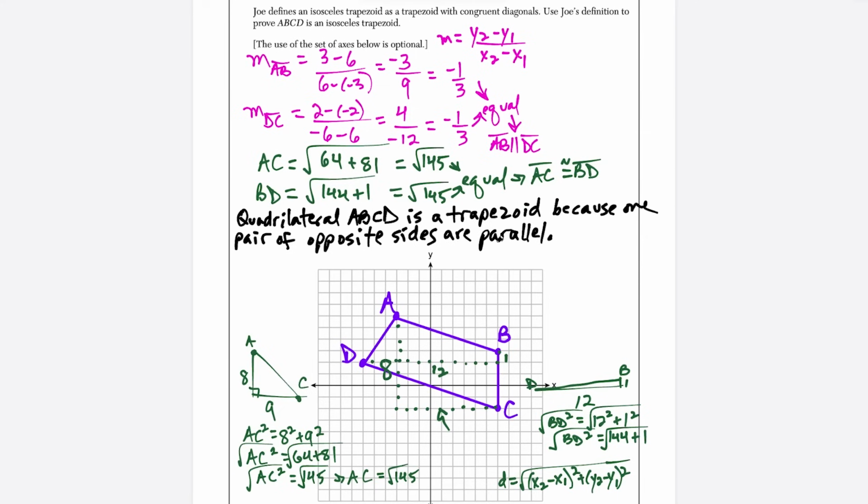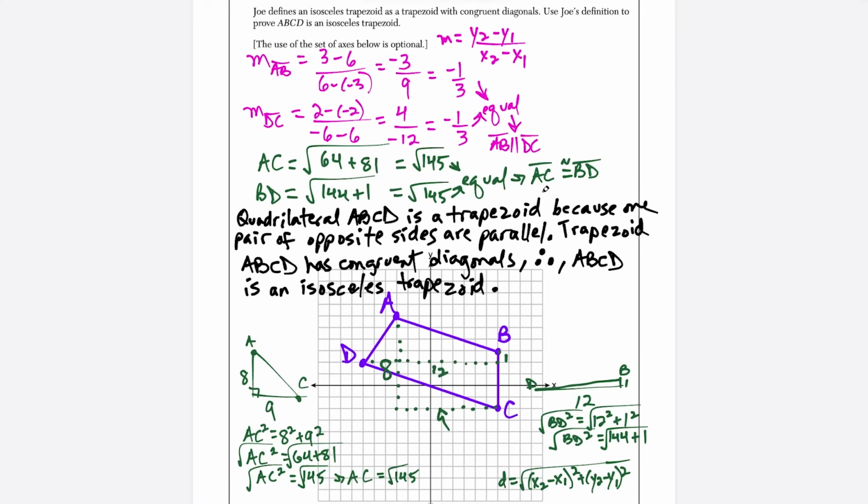And now we could write our last sentence. We showed that the diagonals were congruent. So now we could use Joe's definition here and say that since we have a trapezoid with congruent diagonals, our trapezoid is isosceles. So notice here I am mentioning that ABCD has congruent diagonals. Therefore, ABCD is an isosceles trapezoid. If you're not familiar with this notation, just know the 3 dots says the same thing as therefore.